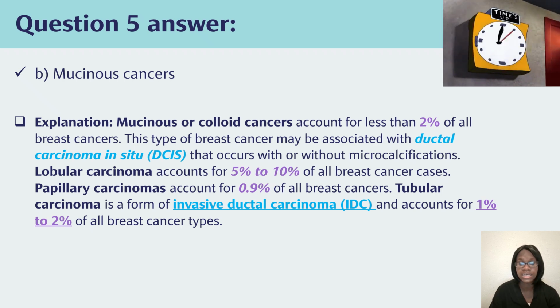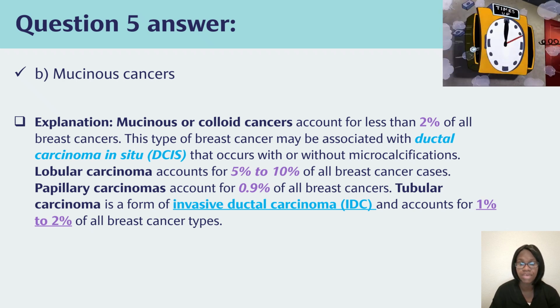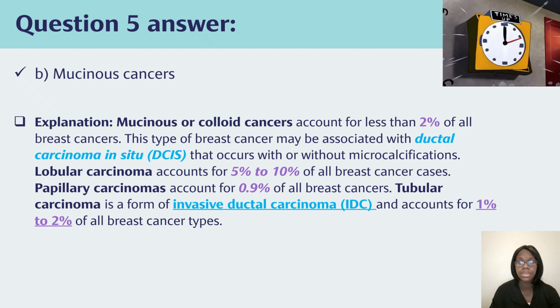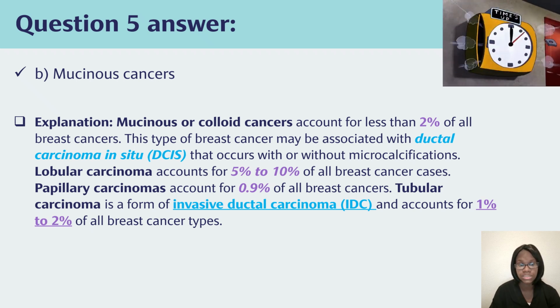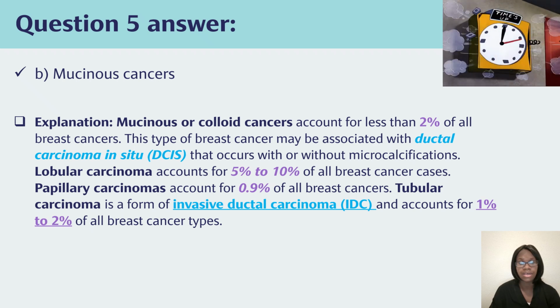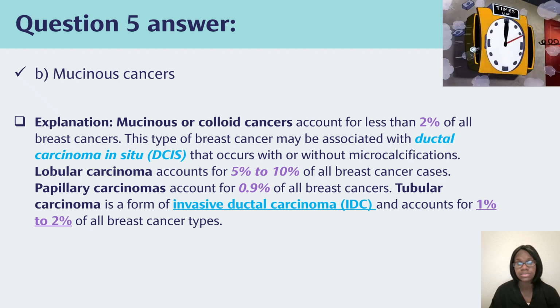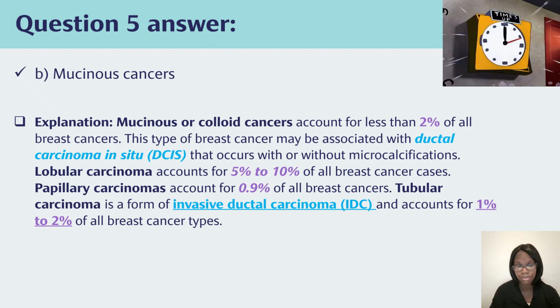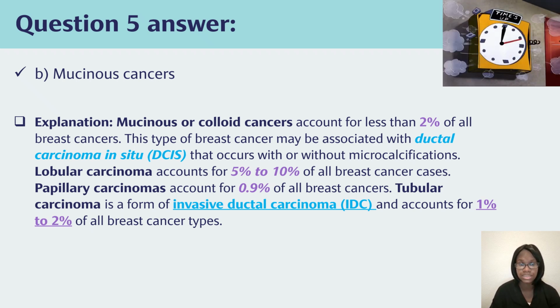Papillary carcinomas account for 0.9% of all breast cancers. Tubular carcinoma is a form of invasive ductal carcinoma, or IDC, and it accounts for 1% to 2% of all breast cancer types. So now you look at how the question is asked: what percentage. You see how other cancers have a different percentage, so you can also make sure that you know your percentages as well.